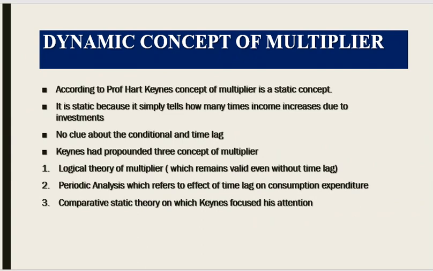According to Professor Hart, the Keynesian concept of multiplier is a static concept because it simply tells how many times income increases due to the investment. So there is no clue about the conditions and timeline. Keynes had propounded three concepts of multiplier: logical theory of multiplier, which remains valid even without the time lag; periodic analysis, which refers to the effect of time lag on consumption expenditure; and comparative static theory, on which Keynes focused his attention.